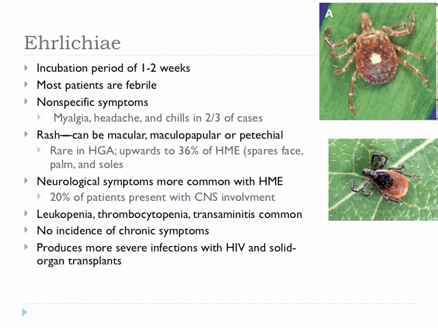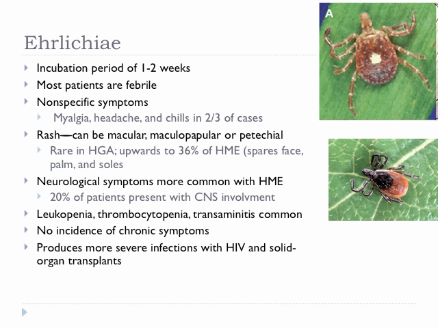The rash is very rare in HGA. So if you have a case that you're suspecting HGA and you have a rash, you should suspect co-infection, because the rash is not usually seen in human granulocytic anaplasmosis. Conversely, it affects 36% of patients with ehrlichiosis.